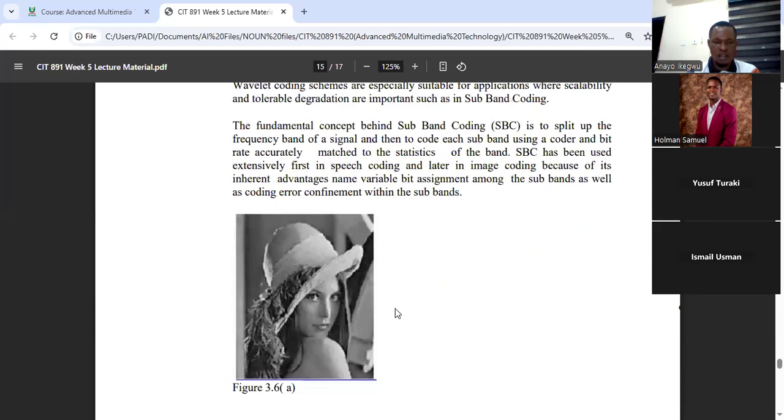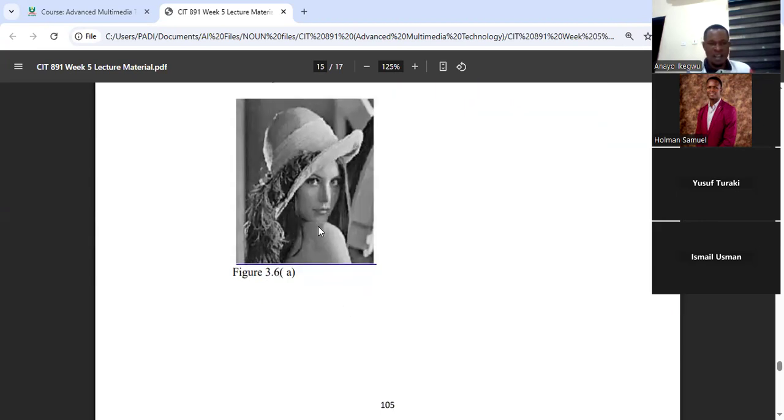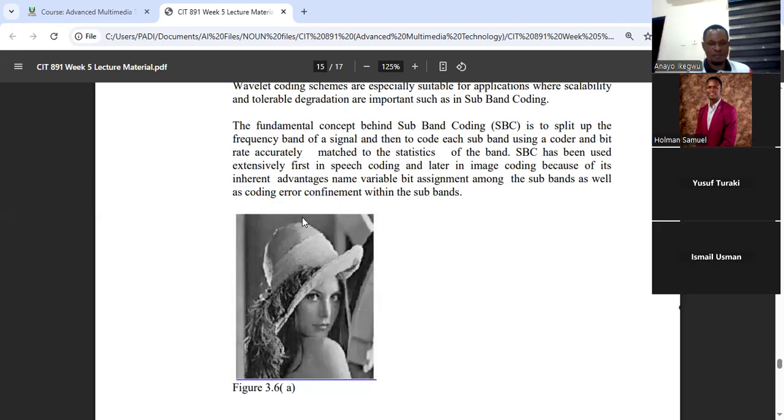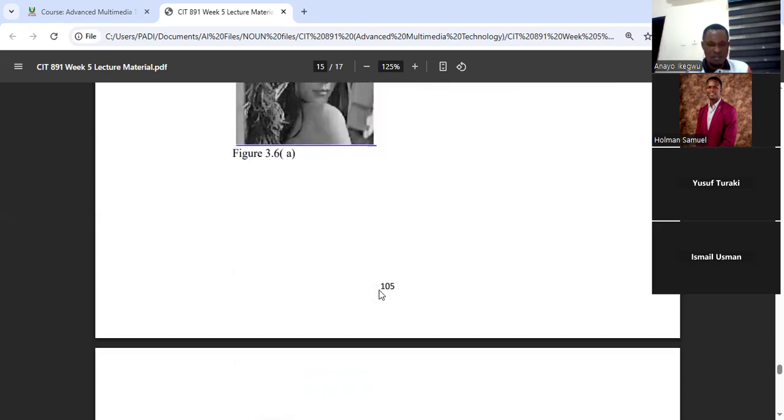So I think the other basic thing here, the fundamental concept behind sub-band coding, SBC, is to split up the frequency band of a signal and then to code each sub-band using a coder and bit rate accurately matched to the statistics of the band. You just see figure 3.6a. Based on this, the sub-band as well as the coding error confinement within the sub-band.